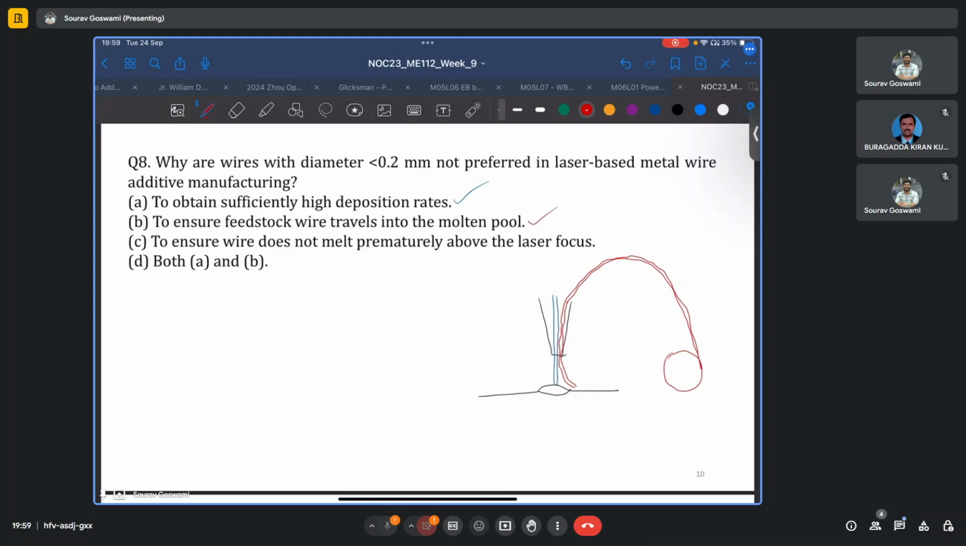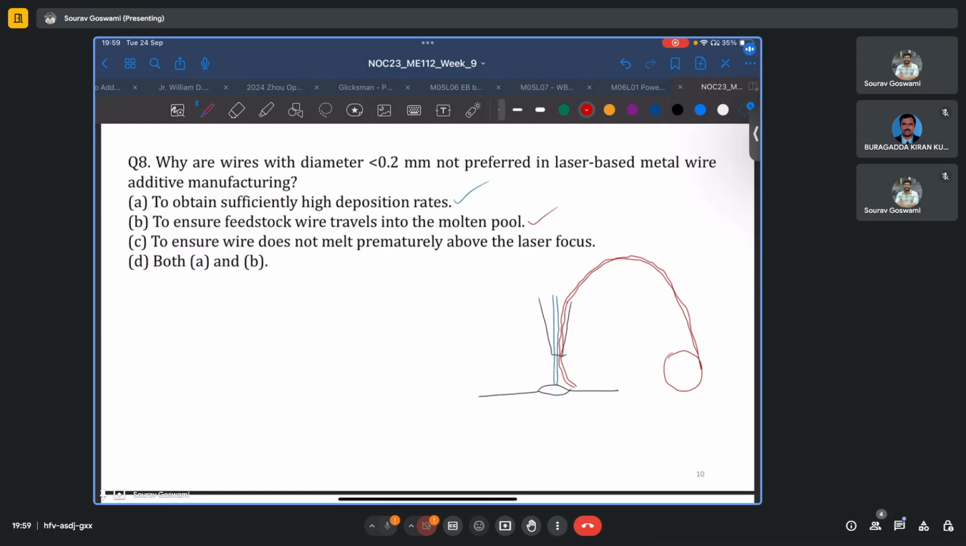Is it to ensure that the wire does not melt prematurely above the laser focus? So typically, your wire will interact with the laser in the three cases that we saw, whether a bridge transfer or stubbing or a droplet transfer.